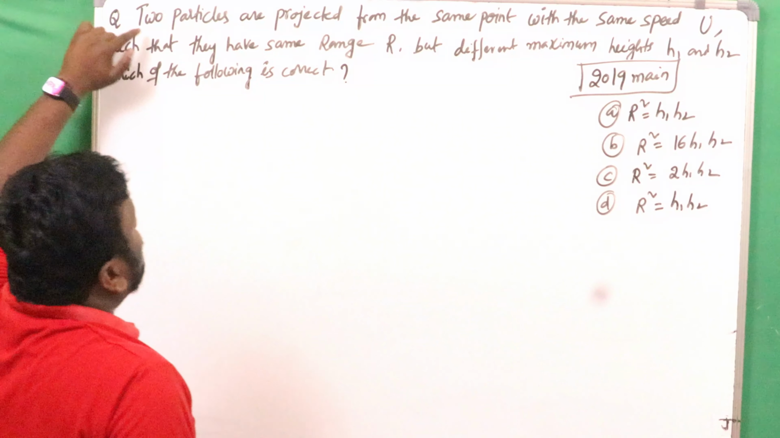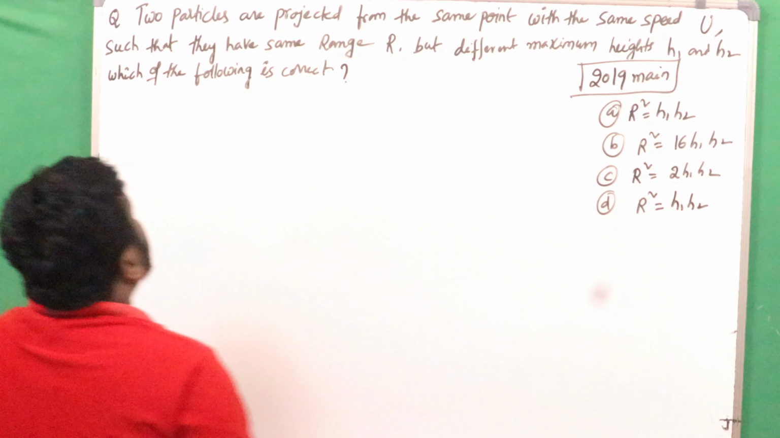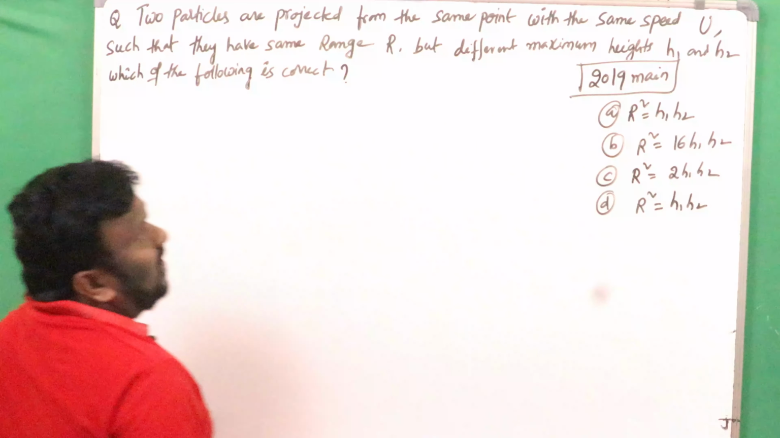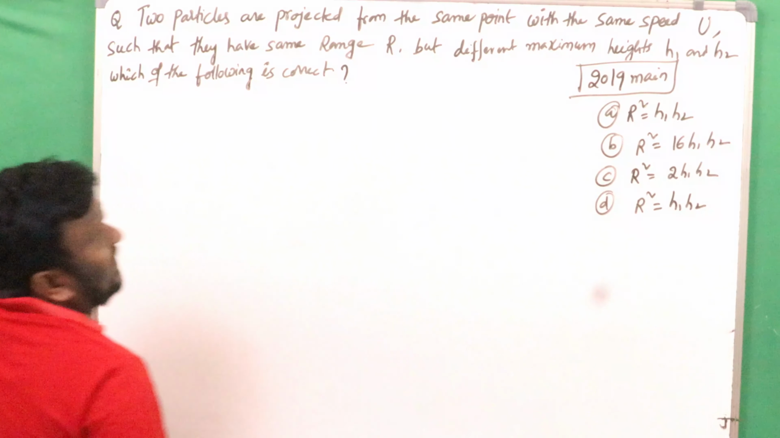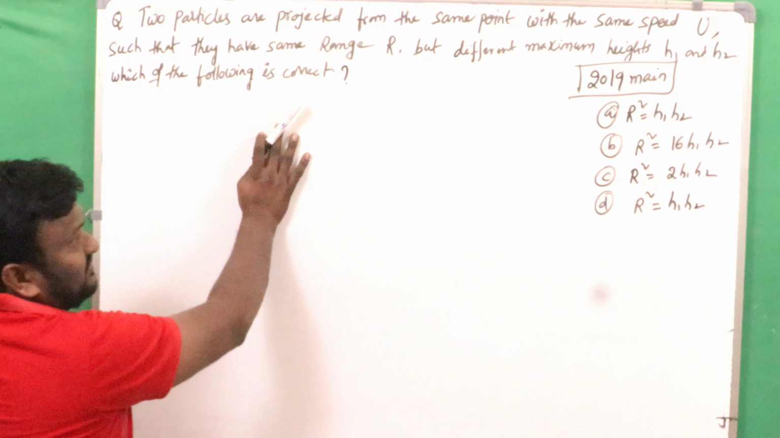Question should be like this. Two particles are projected from the same point with same speed u such that they have same range r but different maximum heights h1 and h2. Which of the following is correct?